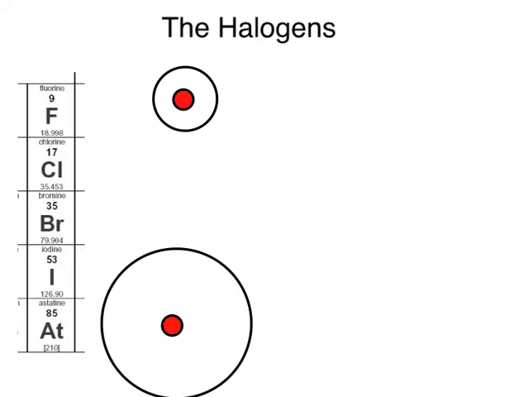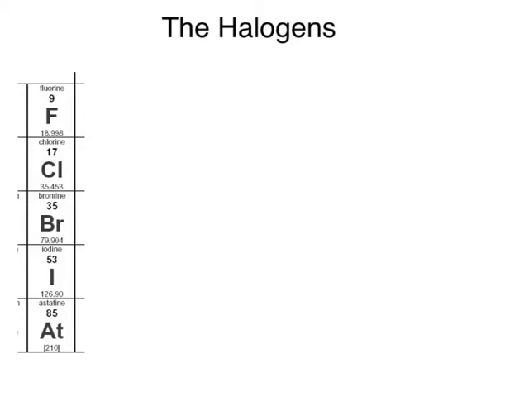Now the similarity that they have is because they're in group 7, they have, you guessed it, 7 electrons in that outer shell. We'll talk more about how they actually react later on in this video, but what we are going to just have a quick look at now is the appearance of the halogens.